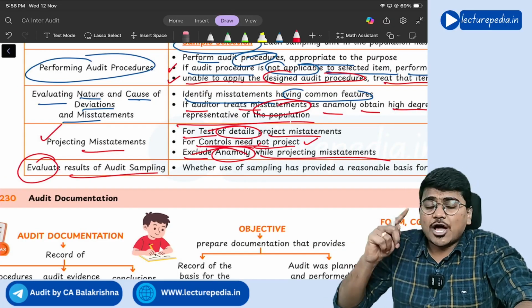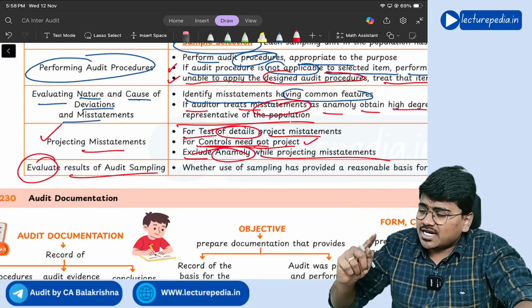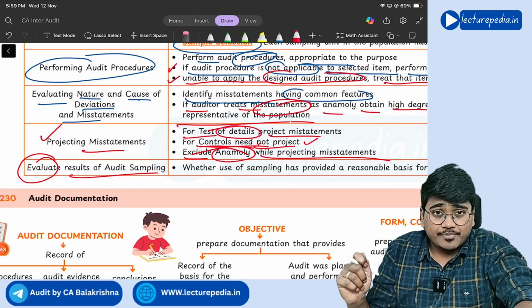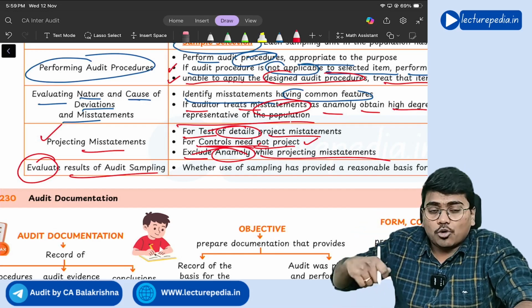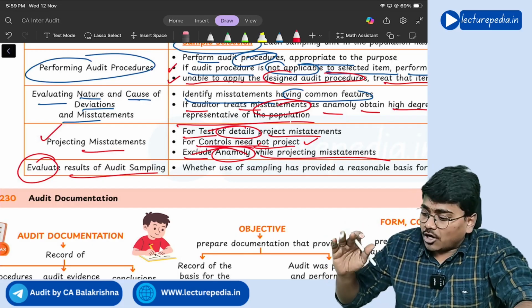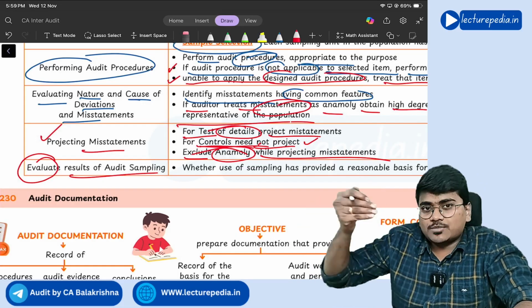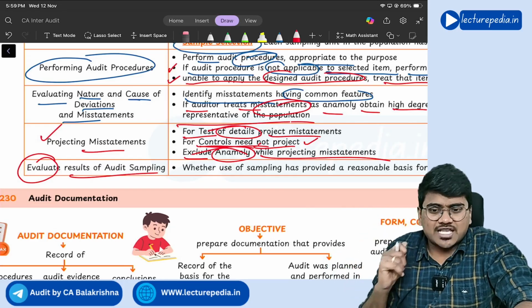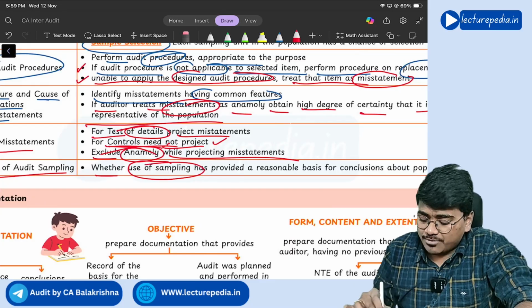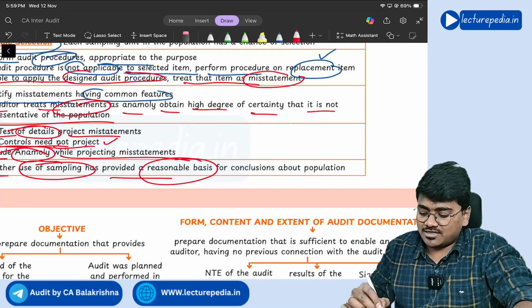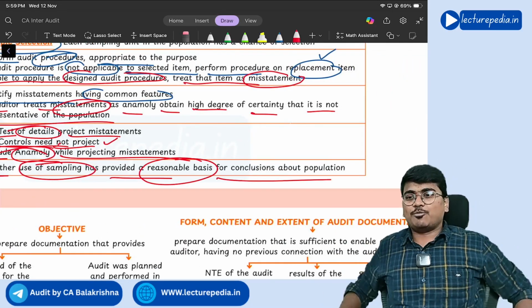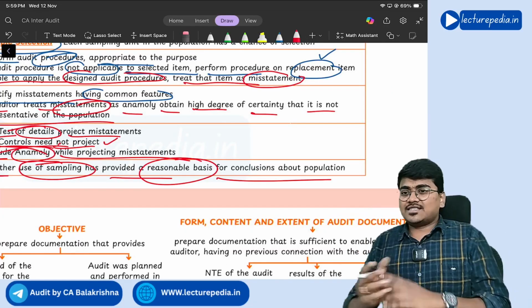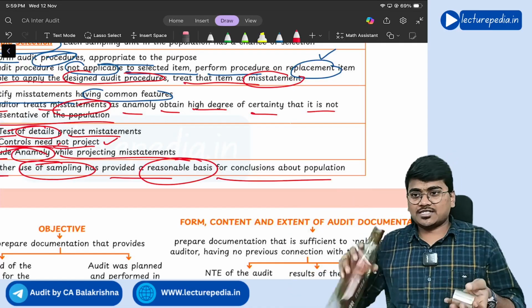So I have performed sampling. Does sampling give me proper results, or should I perform more procedures, or should I include more items into the sampling? Like this, you will evaluate the results of sampling. See whether use of sampling has provided a reasonable basis for conclusions about the population. So this is how you will evaluate the results of sampling. Got it? Yes.